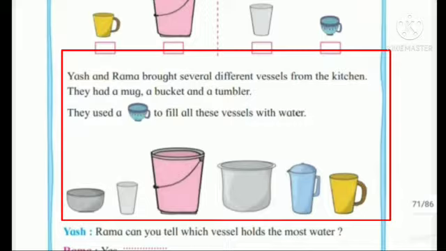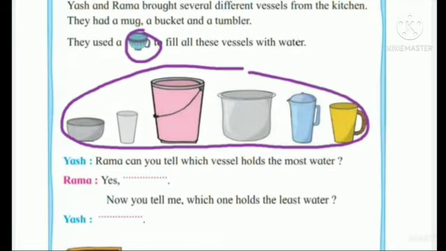Yash and Rama brought several different vessels from the kitchen. They had a mug, a bucket and a tumbler. They use a cup to fill all these vessels with the water. So students, see the picture properly. These are all vessels which are filled with the water.